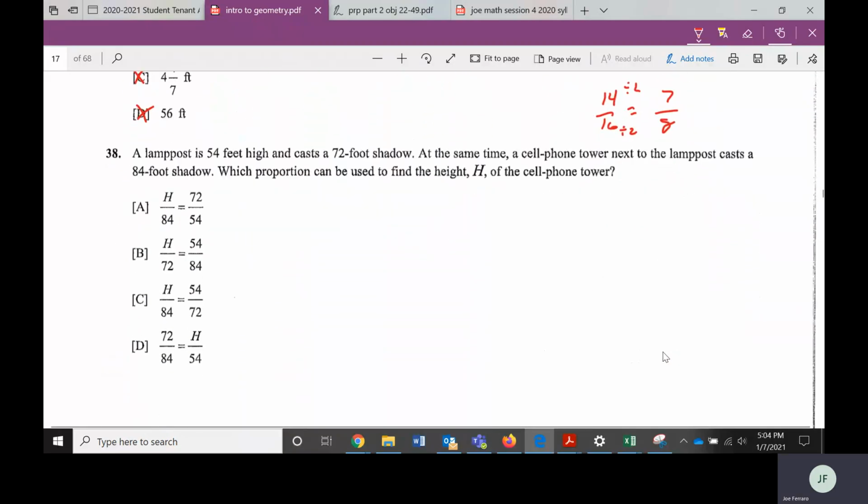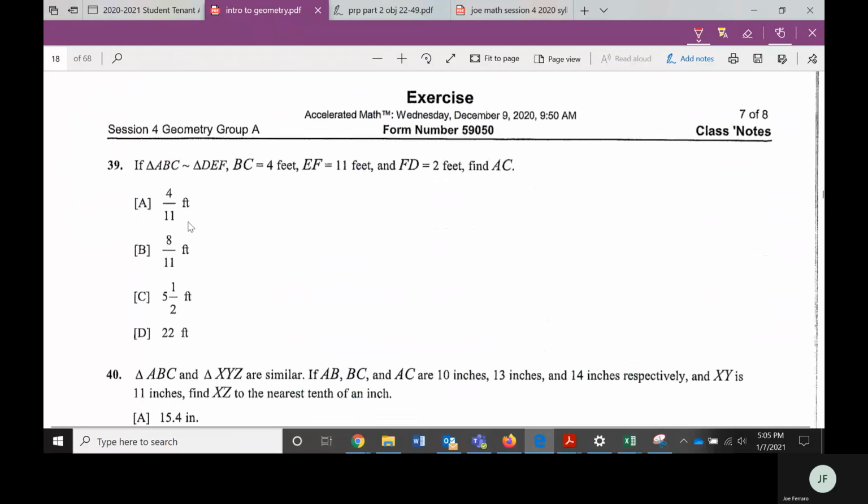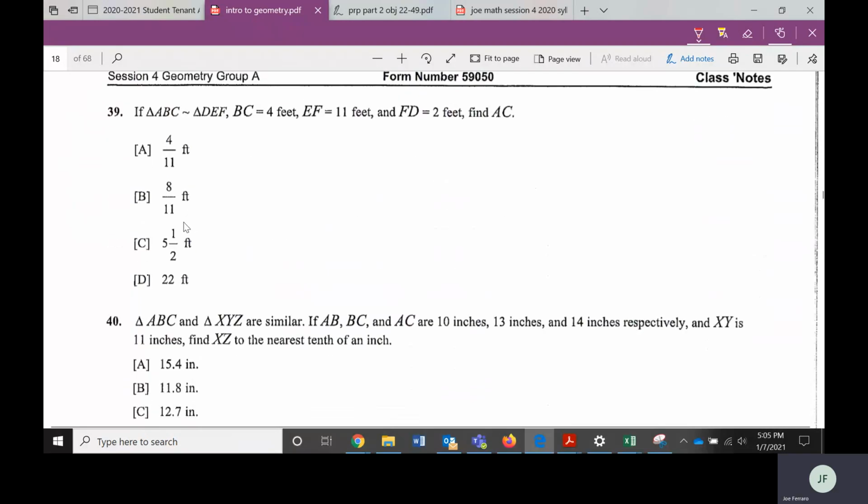Number 38, this is going to be like 26. So you're going to draw a picture. And you don't even have to actually solve it. You're just looking for the setup and the proportion. So, oh, sorry, I didn't write. This is like 26. So look at 26 to do that problem. Okay, turn the page. 39. It's going to be like 37. So you should try that one.